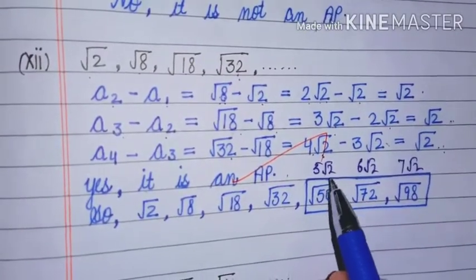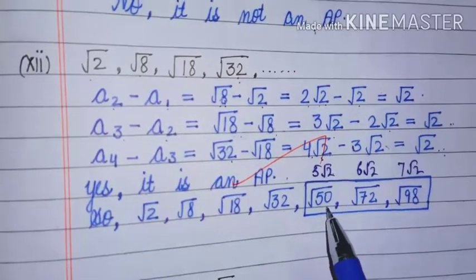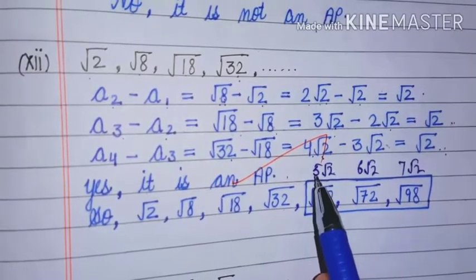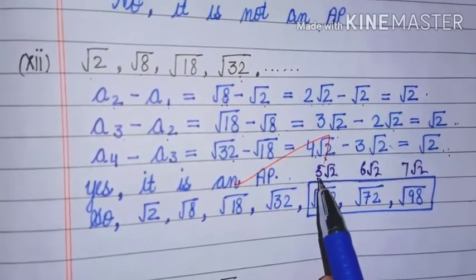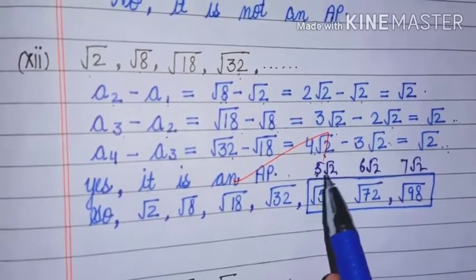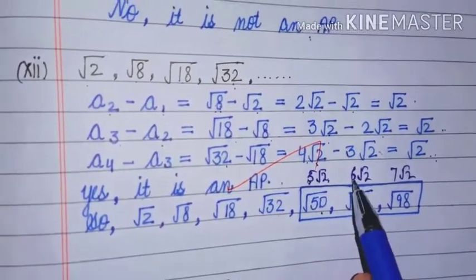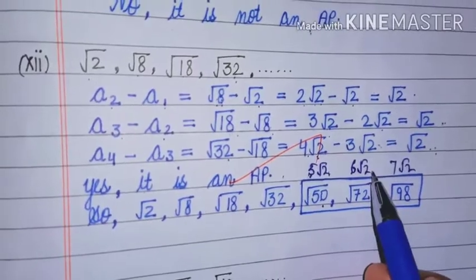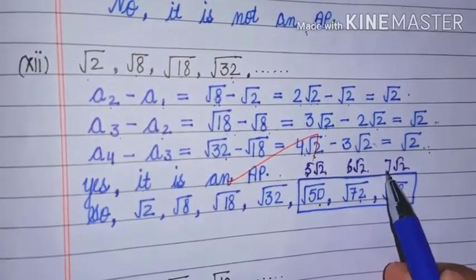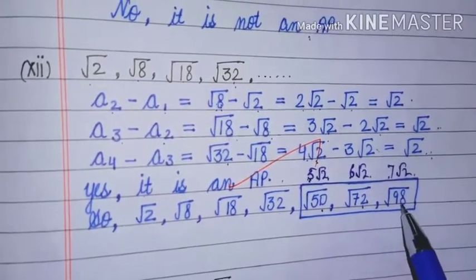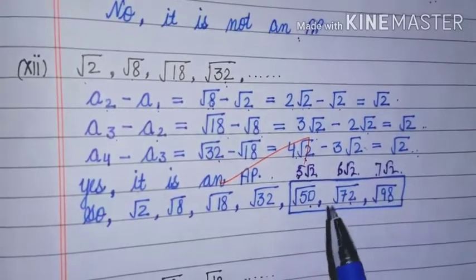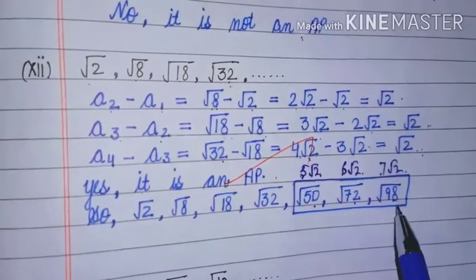But how can you convert this form into root 50? So the outer term, you will square it and multiply with 2. So 5 square is 25, 25 times 2 is 50. Here 6 square is 36, 36 multiplied by 2 is 72. 7 square is 49, sorry, and multiplied by 2, it is root 98. So in this way you can solve, or you will get these 3 next terms.